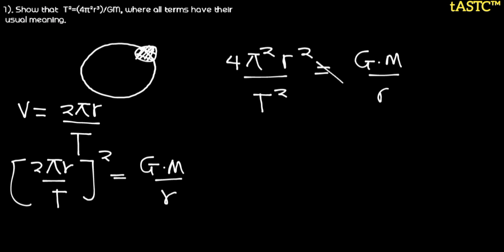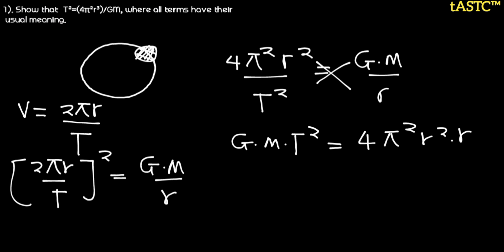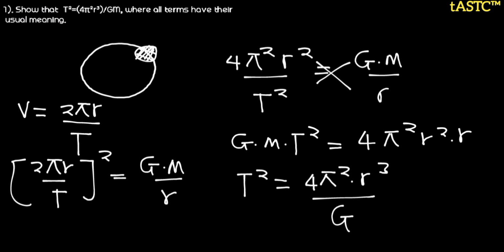First off, I'm going to cross multiply, and that will give me g multiplied by m multiplied by t squared. And on the other side, I'm going to have 4 pi squared r squared multiplied by the r. Now, I know that r squared multiplied by r is going to give us an r cubed. And I need to make t squared the subject. So t squared is going to be equal to 4 pi squared multiplied by r raised to the power of 3, and this will be divided by g multiplied by m. That is pretty much what they wanted us to derive. So this will be the answer.